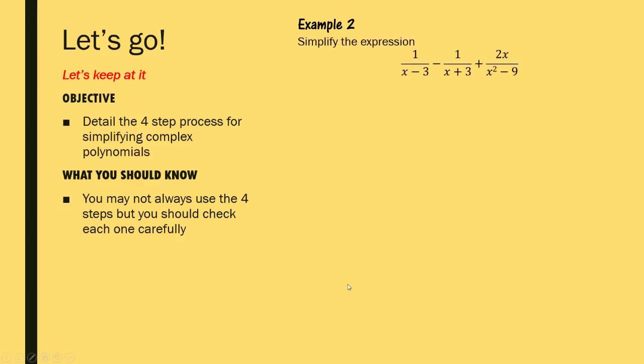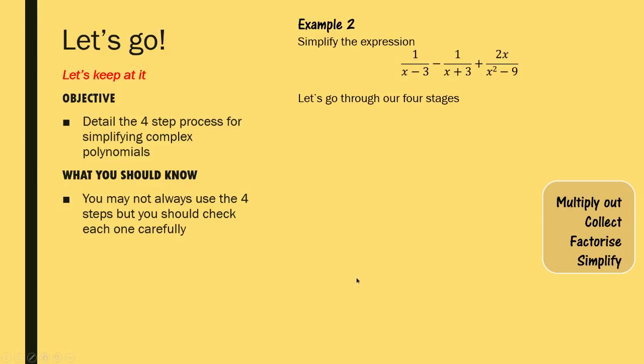We're going to simplify the expression 1 over x minus 3, minus 1 over x plus 3, plus 2x over x squared minus 9. It looks very complicated, but take some of the ideas that we've just had, and the things from the first couple of units as well. So we're going to go through our 4 stages. I'm going to put them down on the right hand side. We need to find our lowest common multiple of x minus 3, x plus 3, and x squared minus 9. I picked this example for a reason, because this is quite tricky.